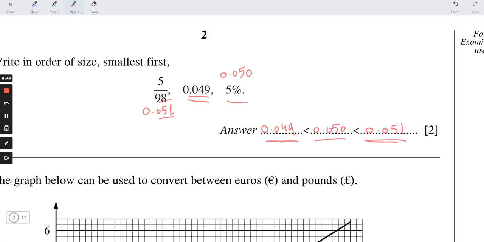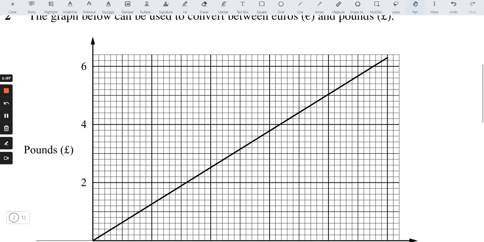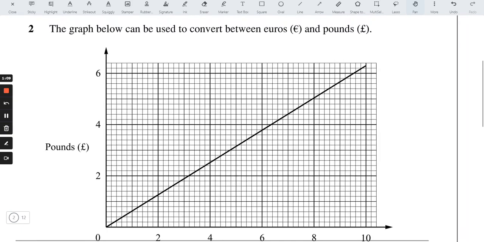The idea is easy. 5 over 100 is 0.05, and you can add 0 here because we need to have 3 decimal places. As you can see here, we have 3 decimal places. So this is an easy question. 5 over 98, you can use your calculator and change it to decimal.